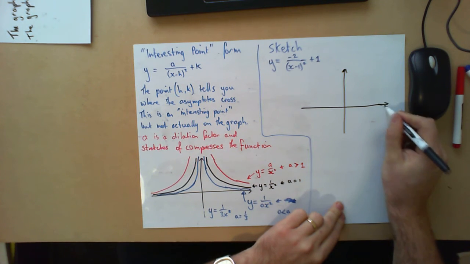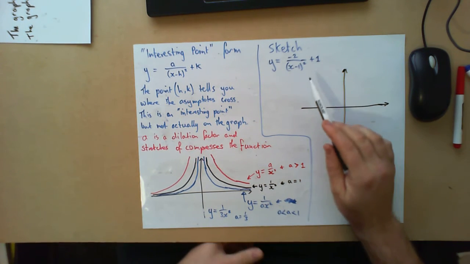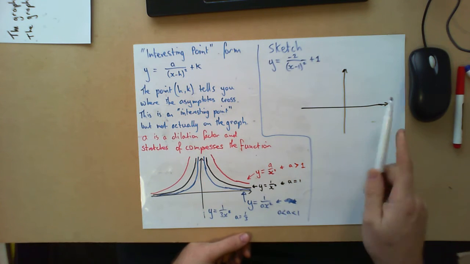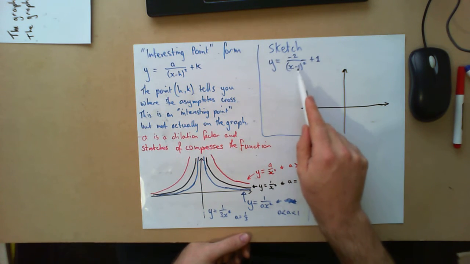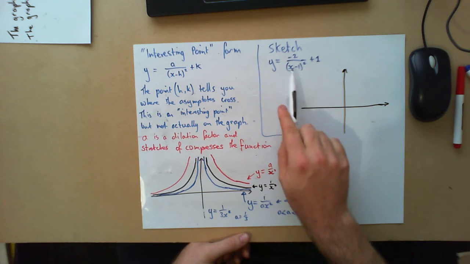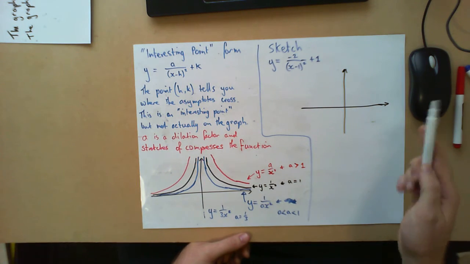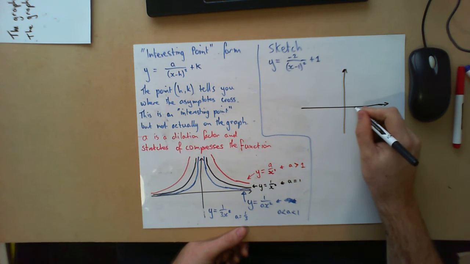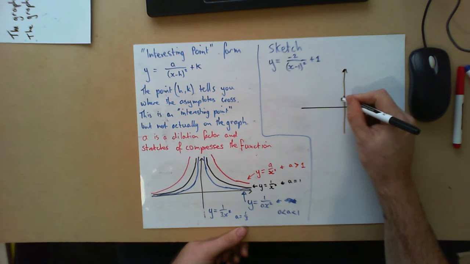Okay, and you start going through what you know. Okay, so we know here that the graph has been moved to the right by 1, so we change our sign there. Remember, always change our sign here. So we move to the right by 1. We're moving up by 1. Okay, so that means our interesting point now is at (1, 1).